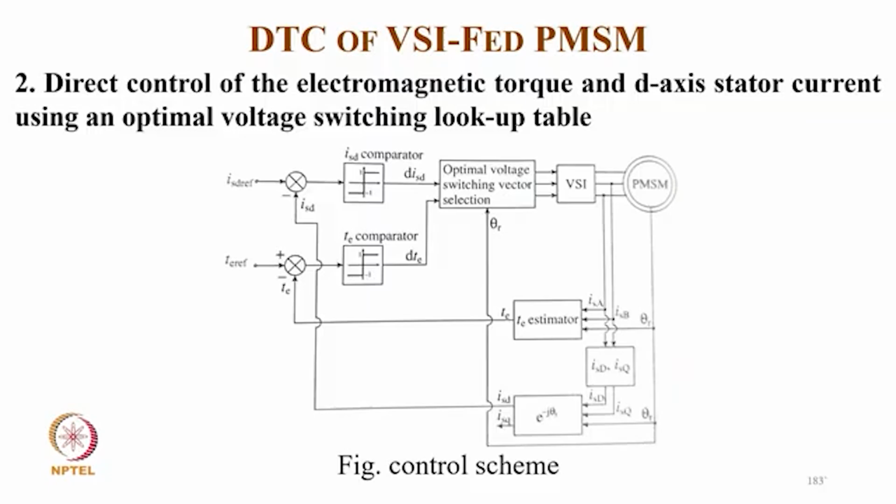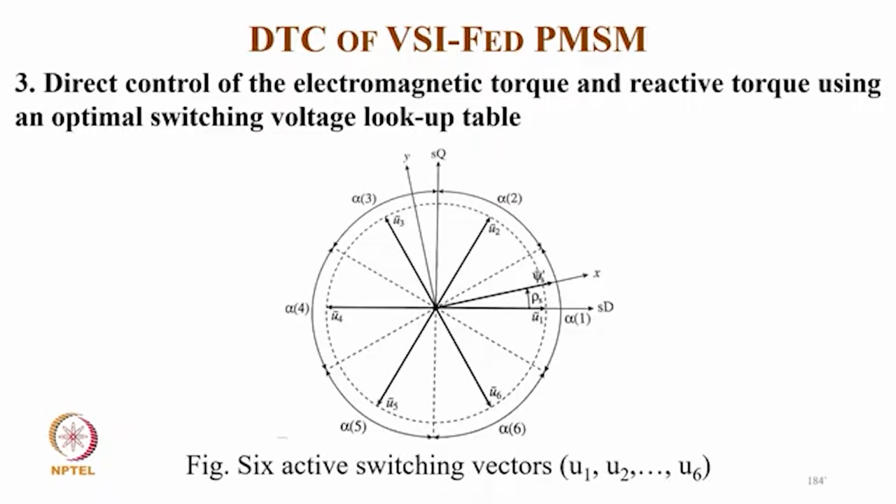This is the direct torque control of electromagnetic torque and d-axis current using optimal vector switching. Here we are sensing the position, and typically the two currents we convert into i_alpha, i_beta, and using theta we convert to i_d, i_q, which we control with the d-axis reference. We get the torque from the torque estimator, and we get a 3-level torque comparator and a 2-level current controller, and from theta we get the optimum switching vector selection for the voltage source inverter.